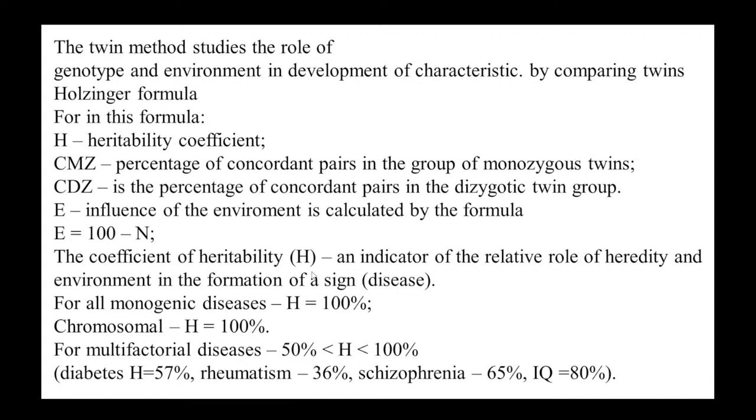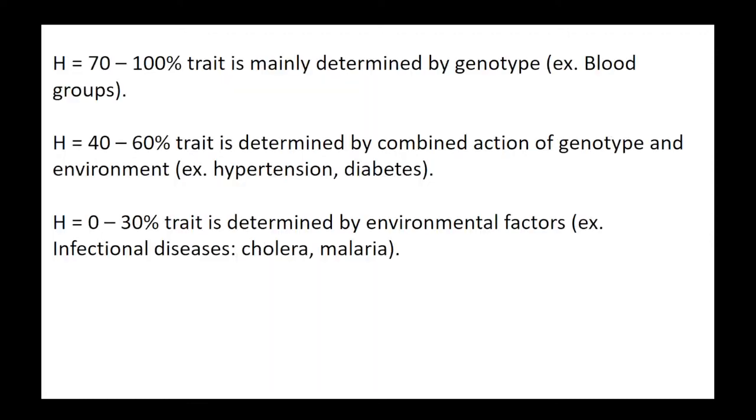So for schizophrenia, we see that this coefficient is 65%. It means that environment and inheritance both play a very important, nearly equal role, but inheritance has more role in the development of schizophrenia than environment. In rheumatism, we can see that the main role is played by the environment. In diabetes, both environment and inheritance.